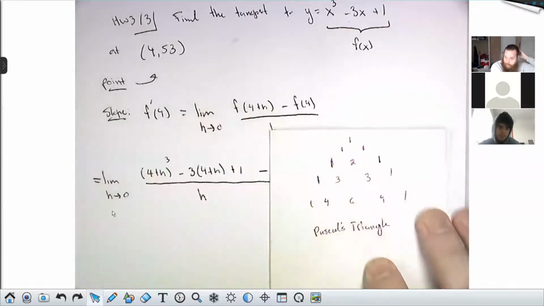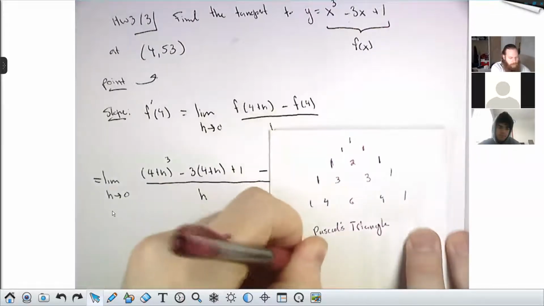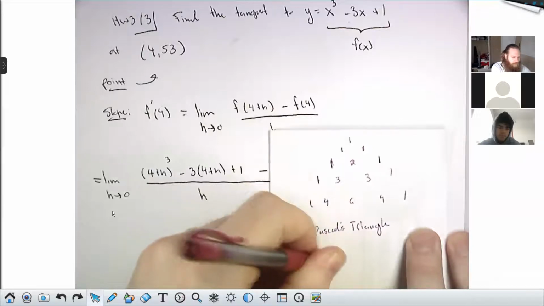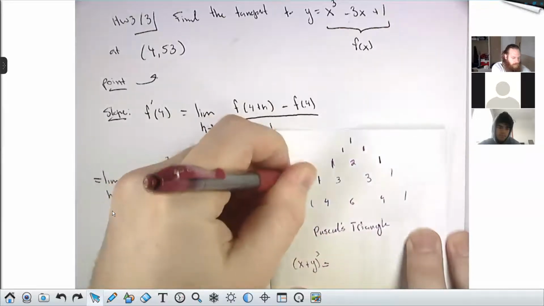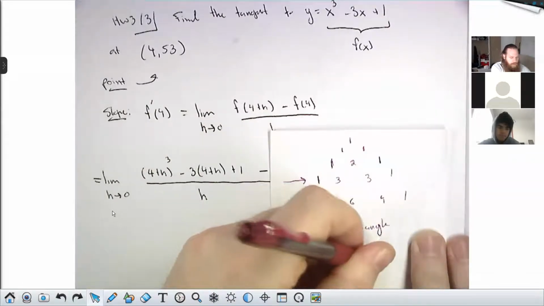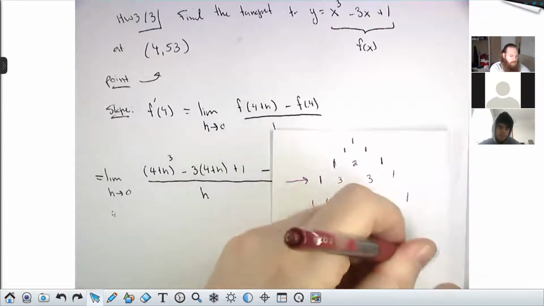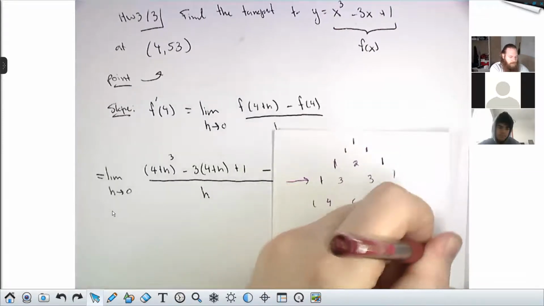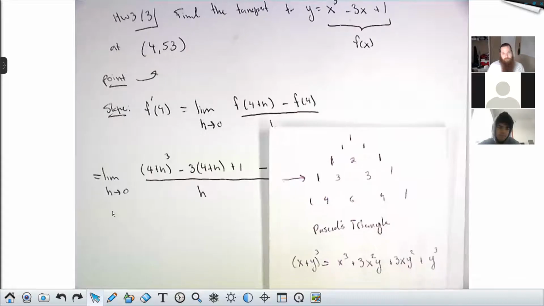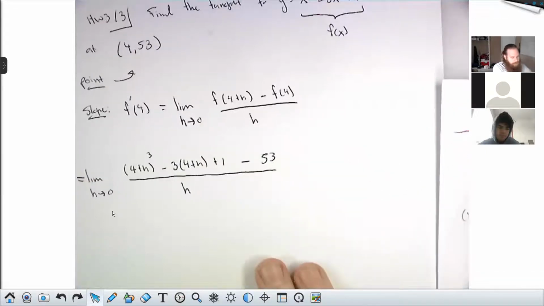And it's a trick for expanding binomials. So that third row tells me that (x plus y) cubed is x cubed plus 3x squared y plus 3xy squared plus 1 times y cubed. These are called binomial coefficients. So it's just a trick for expanding things like this (4 plus h) cubed here.